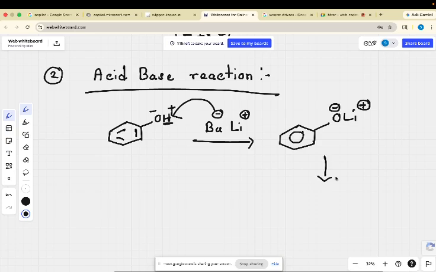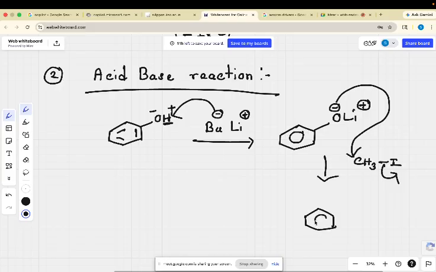Now suppose I am treating this compound with methyl iodide, CH3I. What will happen? This O minus is attacking on the carbon center, and iodine will leave from here. This is an SN2 reaction, right? This is the nucleophile you have. It is attacking from the back side of the carbon atom, and this carbon iodine bond is breaking. So from phenol you are getting anisole.